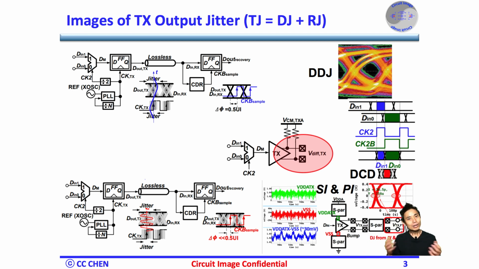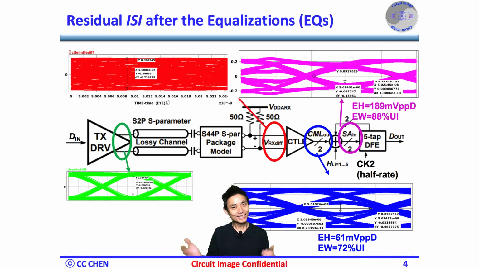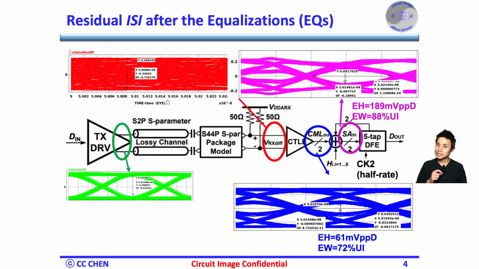Alright, what's the next link budget? Correct. Residual ISI after equalization, EQs. The estimation procedure is exactly the same as in the why link budget 1 video we discussed last time. Just apply the equations you plan to use, run the EQ simulation over PVT, and find the minimum eye width or maximum deterministic jitter for the figure of merit.